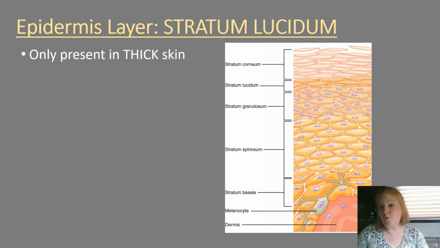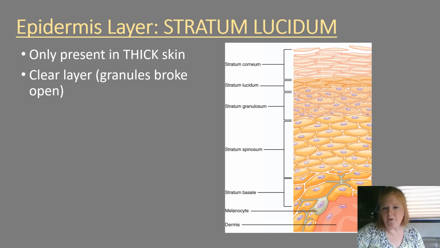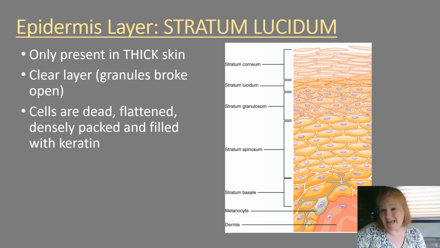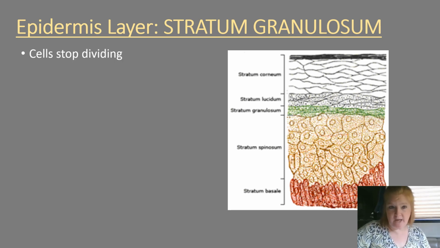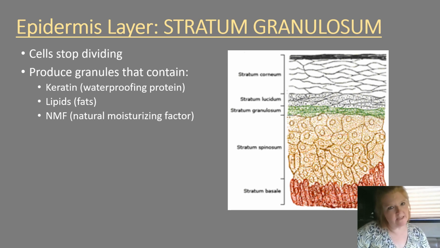Then we have the stratum lucidum. Lucidum meaning very clear. It's only present in thick skin. It's a clear layer. The granules of keratin have broken open. The cells are dead, they're flattened, they're densely packed and filled with keratin. Now, the stratum granulosum, so granules, that's going to be key here. Here the cells stop dividing. They produce granules, hence granulosum, that contain keratin, so that's that waterproofing protein, but there's also fat, and there's a natural moisturizing factor.